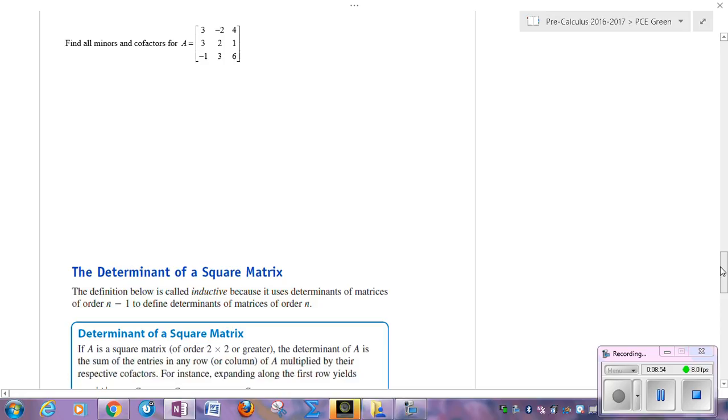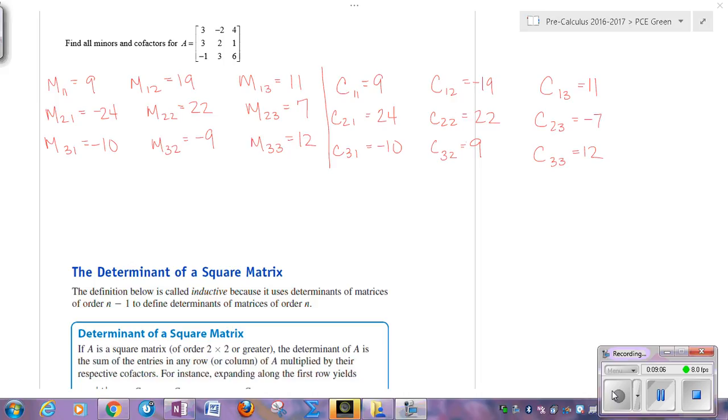So I want you to pause your video and find all of the minors and the cofactors for this matrix. So go ahead and pause that. Okay, how did you do? You might want to take a second here to pause the video and check all of your minor and cofactor values. If they're not the same as mine, go back and check your math and see if you can find where you made your mistake. Okay, and then when you're ready, you can pick back up.